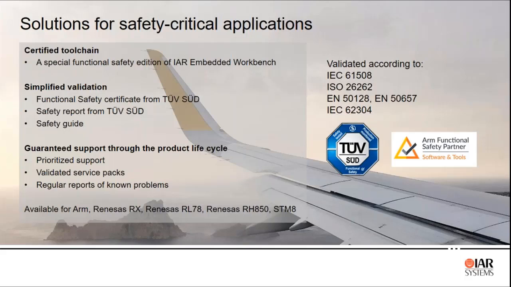Mainly that means you can focus on your code, on your application, on the testing, on the reports that you need to generate, and we will take care of the toolchain because you have access to the functional safety edition of IAR. Finally, this certified toolchain is available for ARM, for the Renesas architectures like RX, RL78, and RH850, but also for STM8.